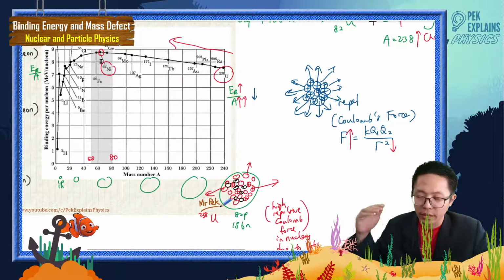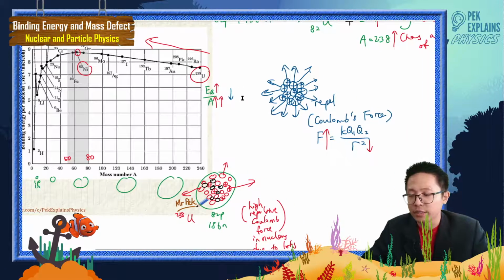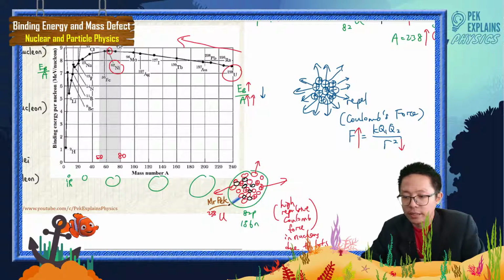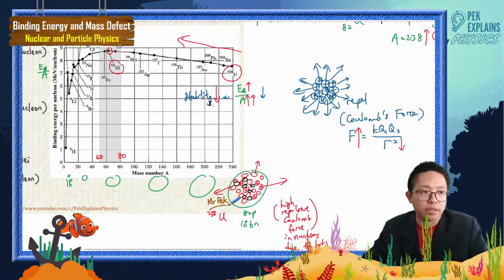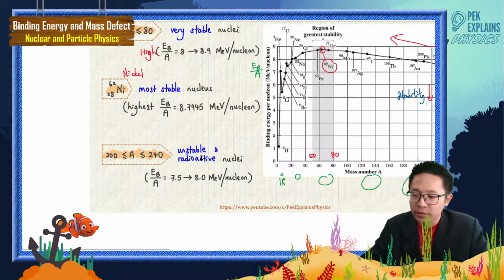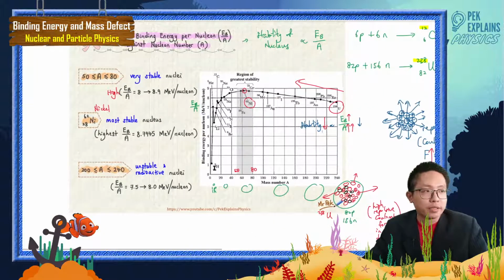As I said, as the graph goes to the right hand side, although the binding energy increases, the nucleon number increases even faster. So overall it decreases. So we can say the stability, which is proportional to the binding energy per nucleon, also decreases. So that's it. When the nucleus becomes very big, it becomes unstable and radioactive nuclei.